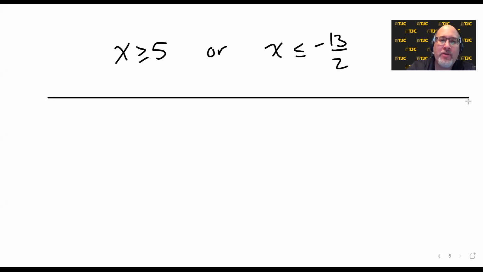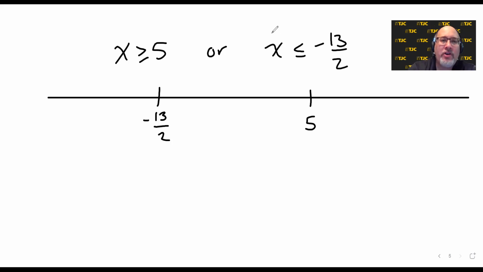It doesn't matter where we put them, as long as they're correct relative to each other, meaning that the lesser number should be written on the left somewhere and the greater number should be written on the right. Now, we just need to shade in the correct portions of the number line.